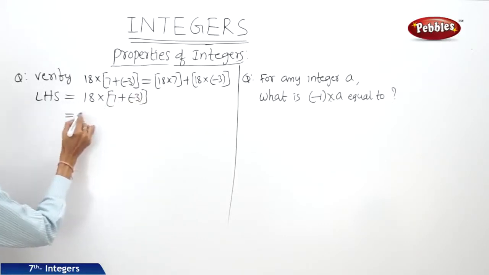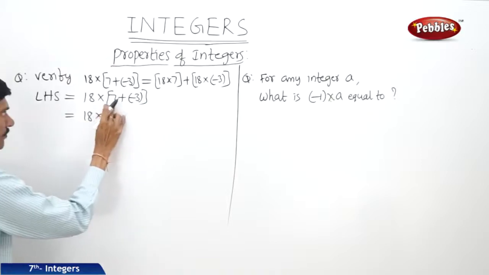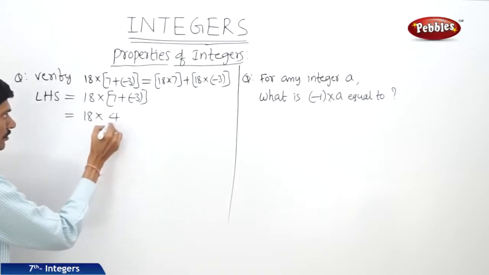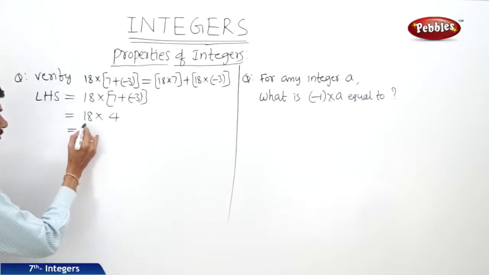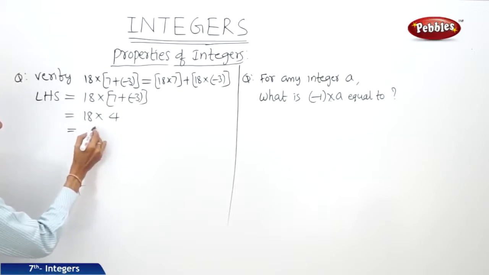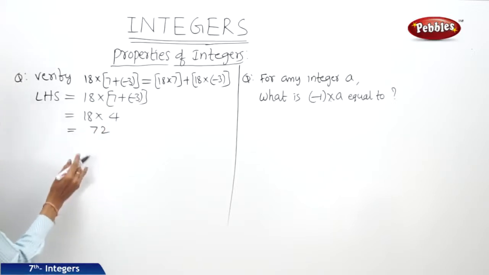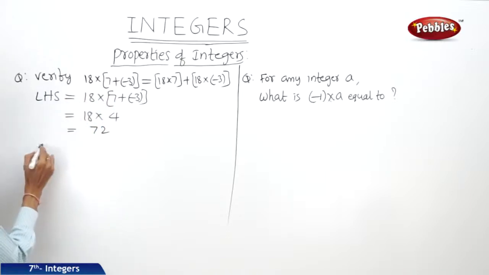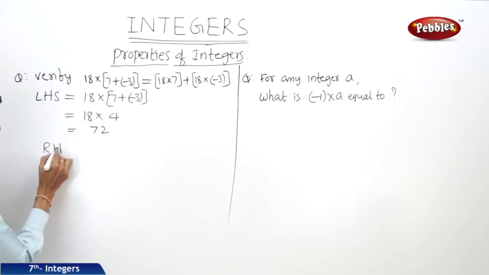Now this equals 18 into (7 plus of minus 3 is 4). So here 18 4s are 72. So 18 4s are 72. The value of LHS is 72. Then we will find the value of RHS.